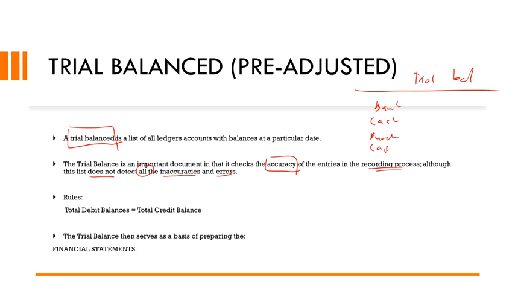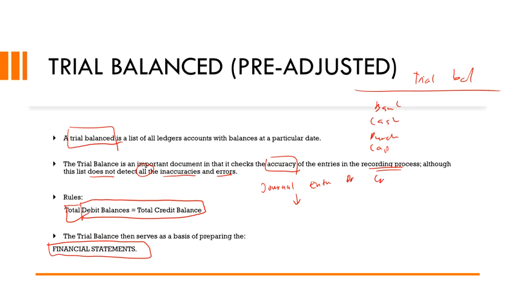Okay, so rules of trial balance, you must remember total debit balance equal to total credit balance. Okay, so the trial balance then serve as a basis of preparing a financial statement. Alright, so first kali kita akan buat journal entry. From this journal entry ni yang debit credit classifykan which one is debit, which one is credit.